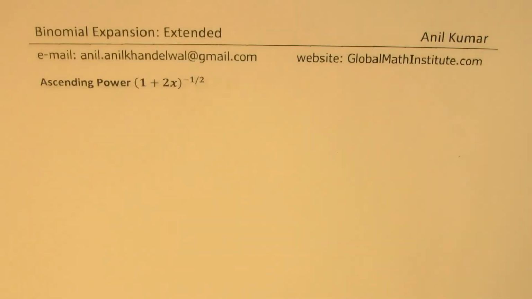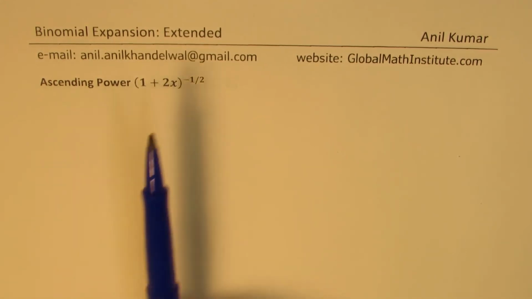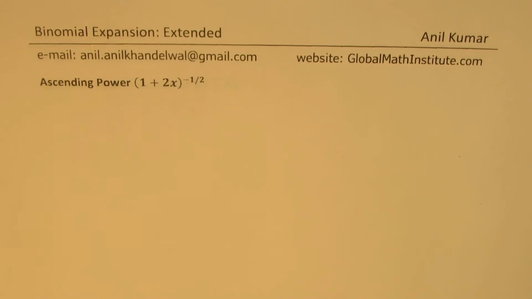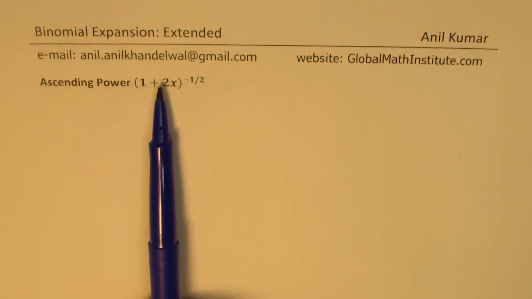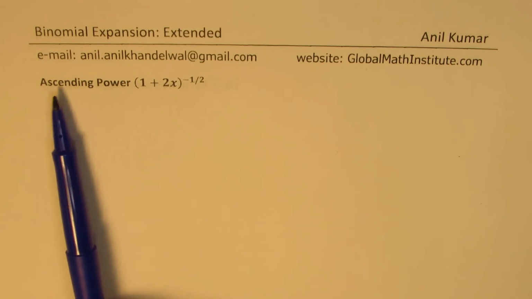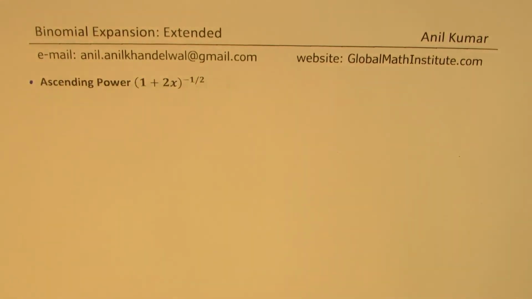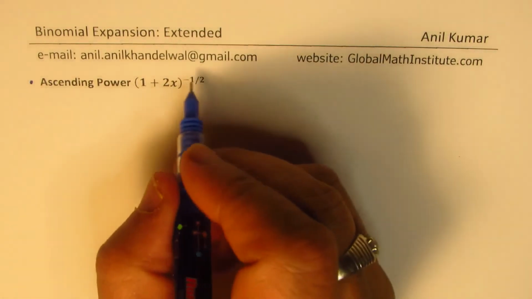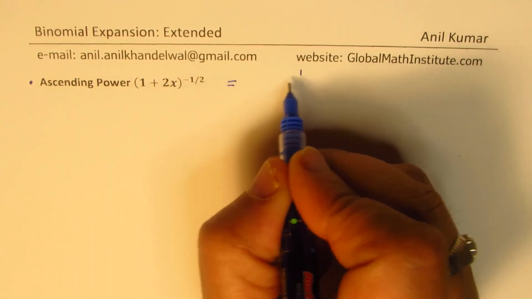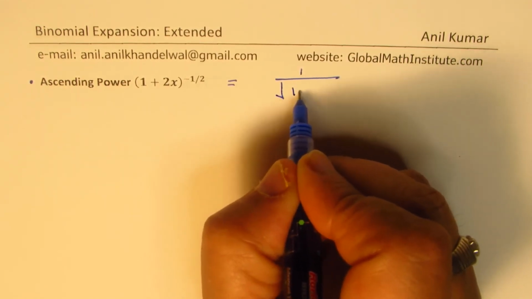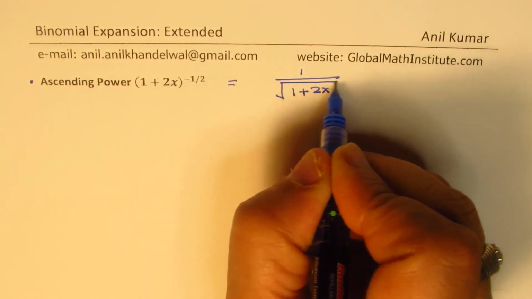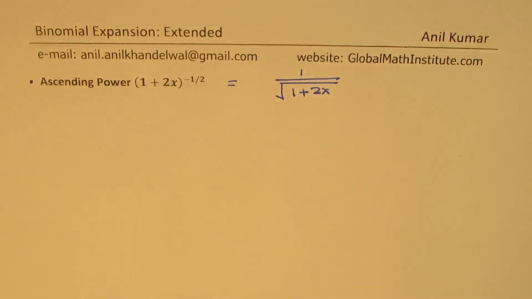Now, let's move on and take some more examples. This time we have a question, and instead of half, we have minus half in the exponent. We have the term 1 plus 2x to the power of minus half. Your question here is to write this in expanded form. This is basically 1 over the square root of 1 plus 2x. Do you see that? Now we have to write this in expanded form using the binomial expansion.